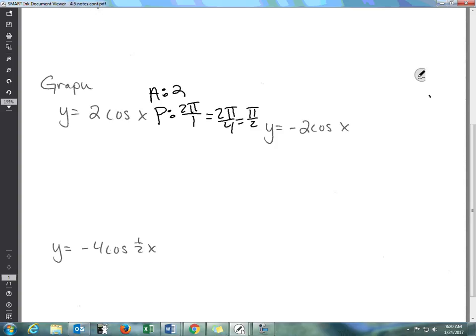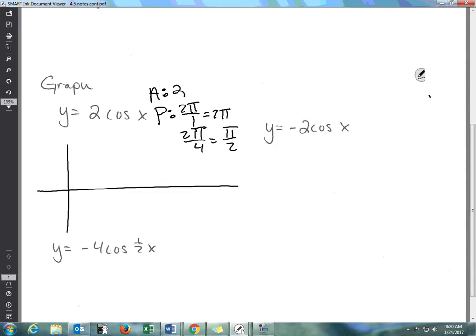So each mark is going to be pi over 2. So this is 2 pi, not to get confused. So I take 2 pi divided by 4, and I get pi over 2. So if I graph, based on this, each mark is going to be pi over 2. So it looks like that, right?